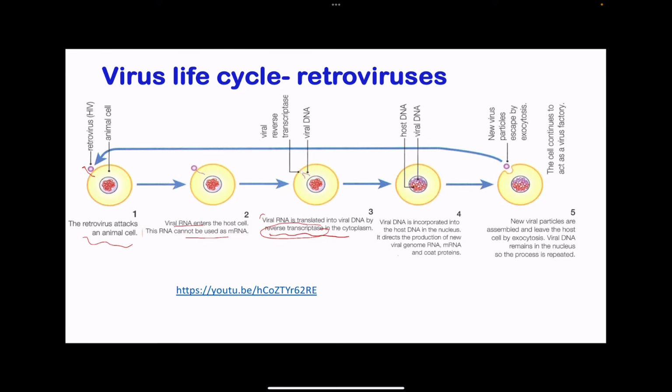And this viral DNA is going to be incorporated into the host DNA using the enzyme integrase. And afterwards, new viral particles are going to be assembled, and these are going to leave the cell by exocytosis. But the viral DNA is going to remain in the nucleus for repeat cycles of making multiple viral particles.